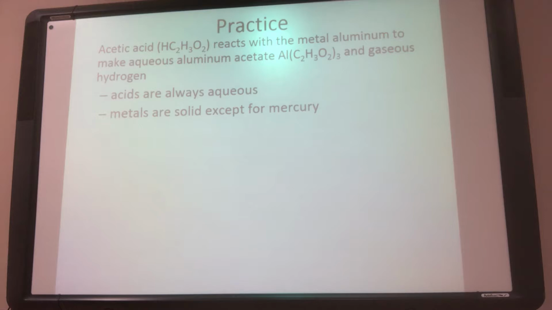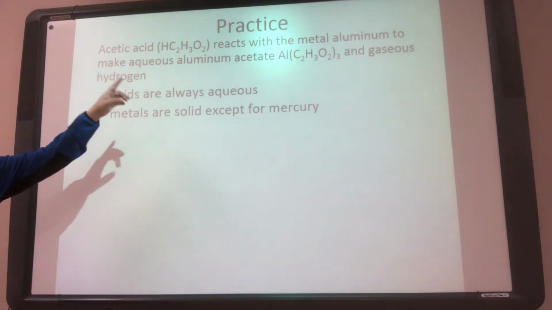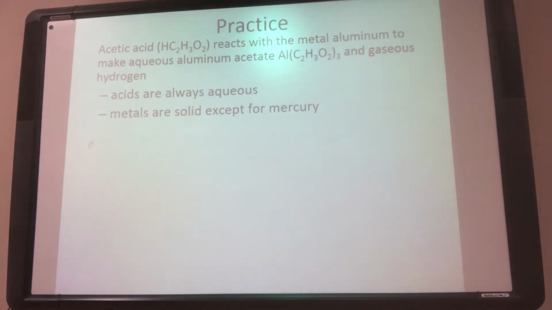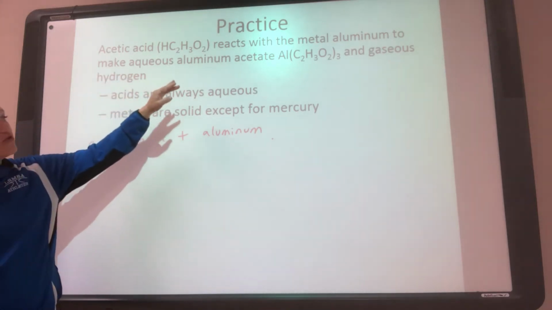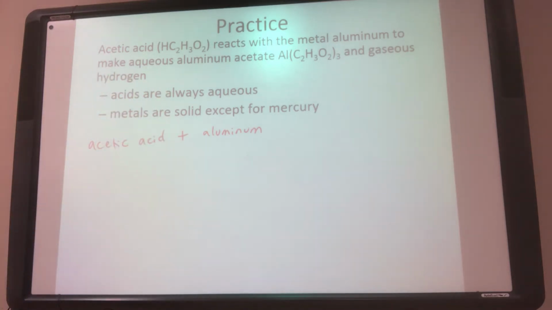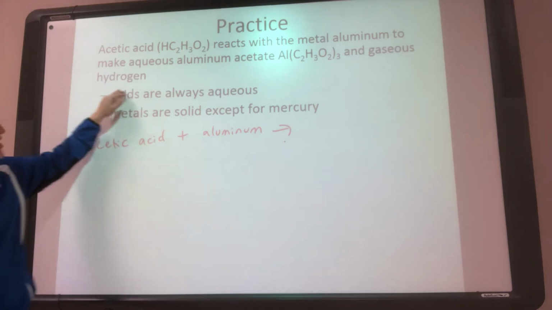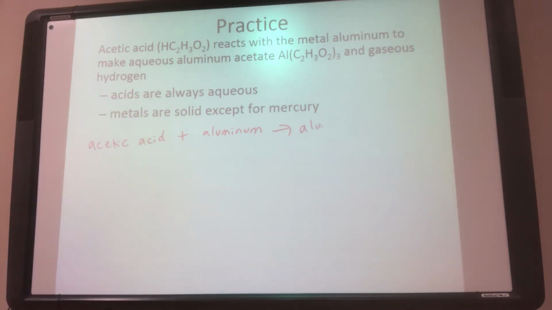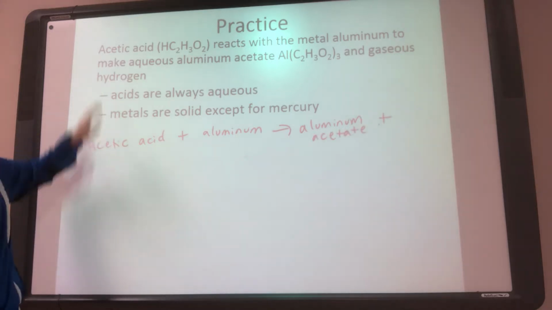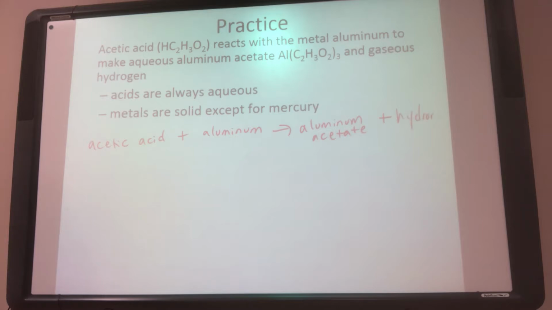So the first thing we want to do is write it out in words. What's reacting with what? So it says acetic acid reacts with the metal aluminum. So we say acetic acid reacts with aluminum. Okay, so we know that. So acetic acid reacts with aluminum to make. So now I'm going to produce something, so those are my products. It's going to make aluminum acetate, and gaseous hydrogen. So first I kind of want to write it out in words so I can see what I'm working with.